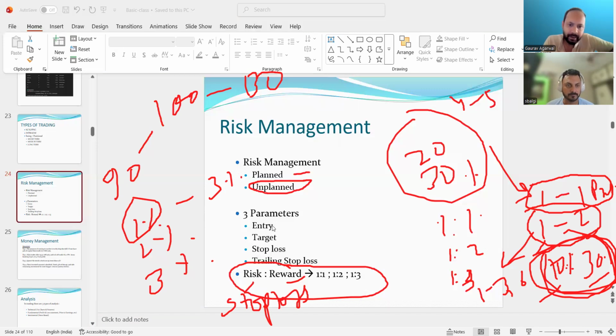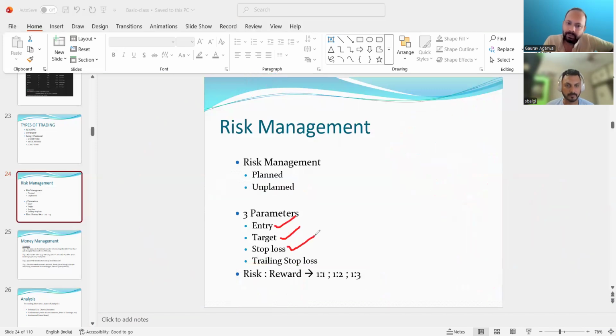Entry is important, target is important, stop loss is important, and one more thing is trailing stop loss. Any idea about trailing stop loss? I think when the price rises and goes further up, you have to keep changing your stop loss.